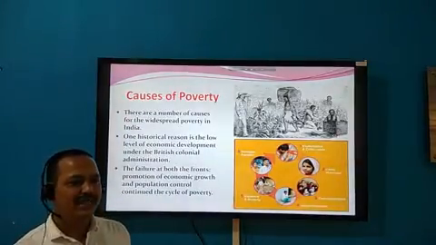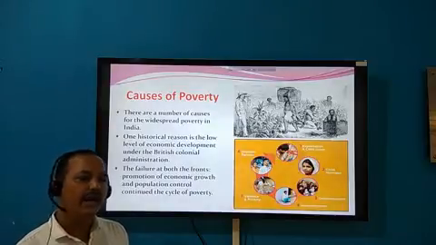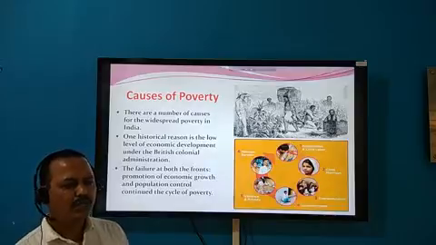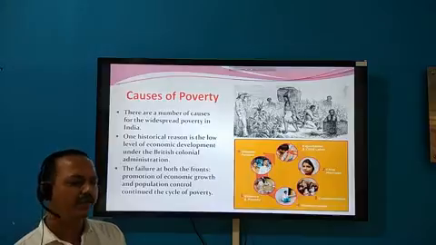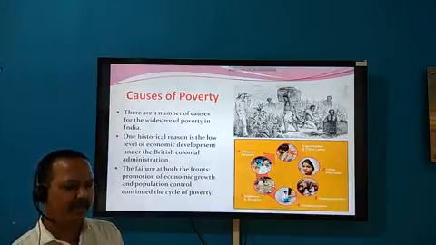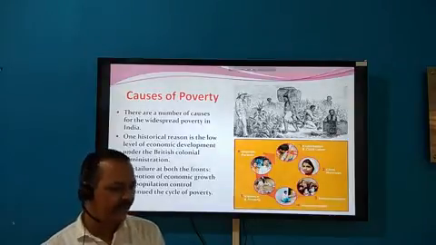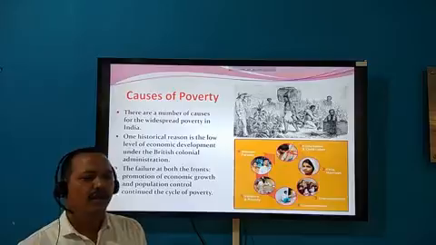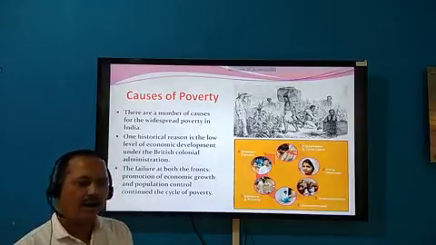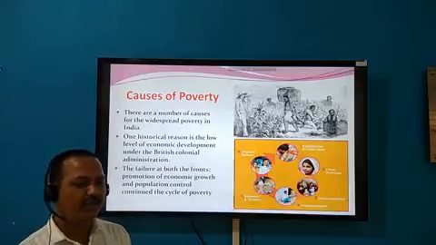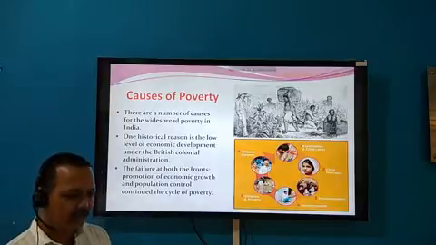Now we are going to discuss the causes of poverty in India. There are a number of causes for the widespread poverty in India. One historical reason is the low level of economic development under British colonial administration. During the time of British government, they did nothing for the development of Indian agriculture. That's why many people are living below poverty line in India. The failure of both promotion of economic growth and population control continued the cycle of poverty in India.